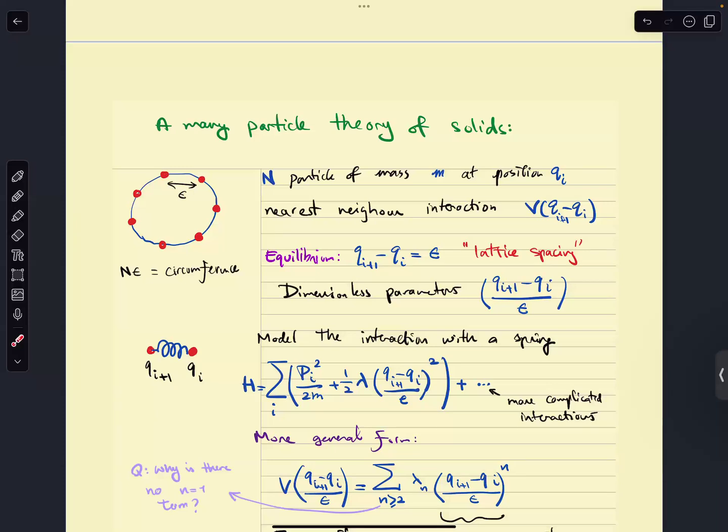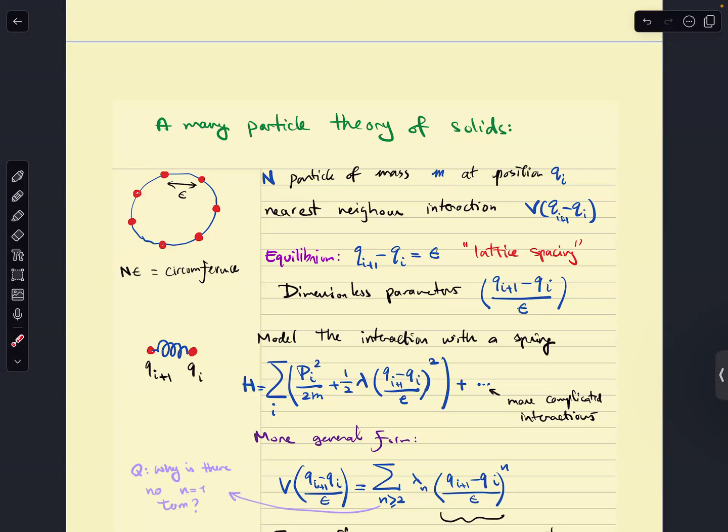So let's just, for simplicity, put them on a circle, right? So the circumference of the circle is n epsilon. N is the total number of atoms, and the distance between them is epsilon. We're going to take n to be a large number. We're going to assume each of these particles to have mass m.